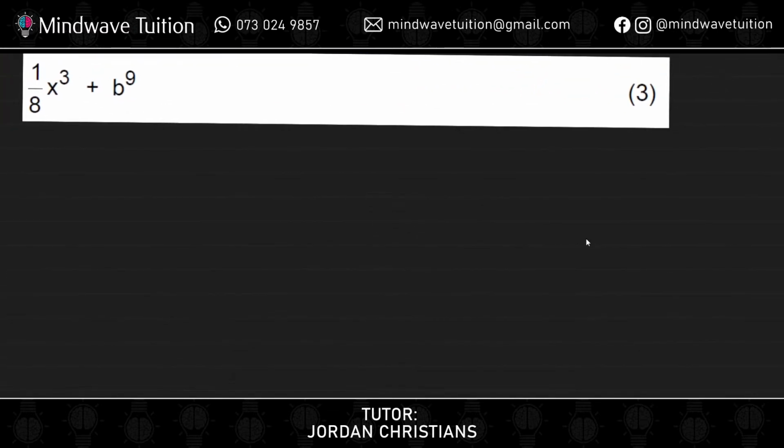1 over 8 x cubed plus b to the power of 9. Yeah, and it's worth 3 marks. So this is two terms, so we want to look at the difference or the sum of thinking. Are they perfect squares? No. Are they perfect cubes? Yes. 8 is a perfect cube, and so is 1.